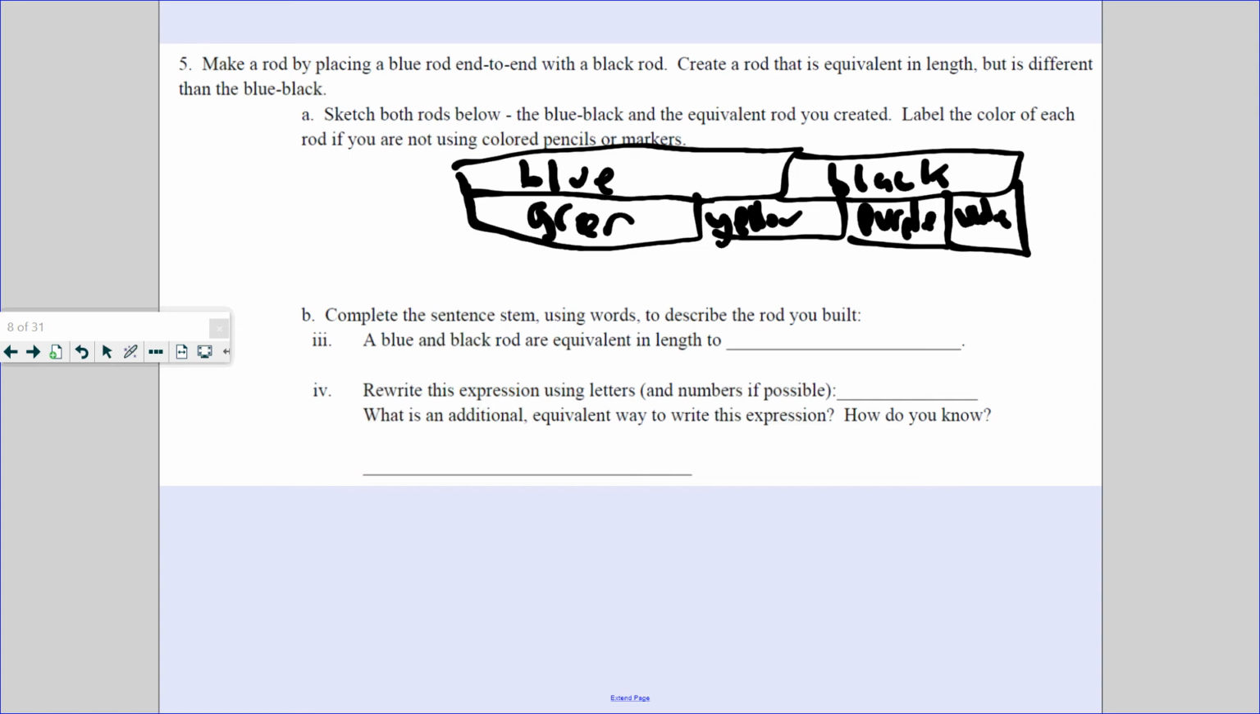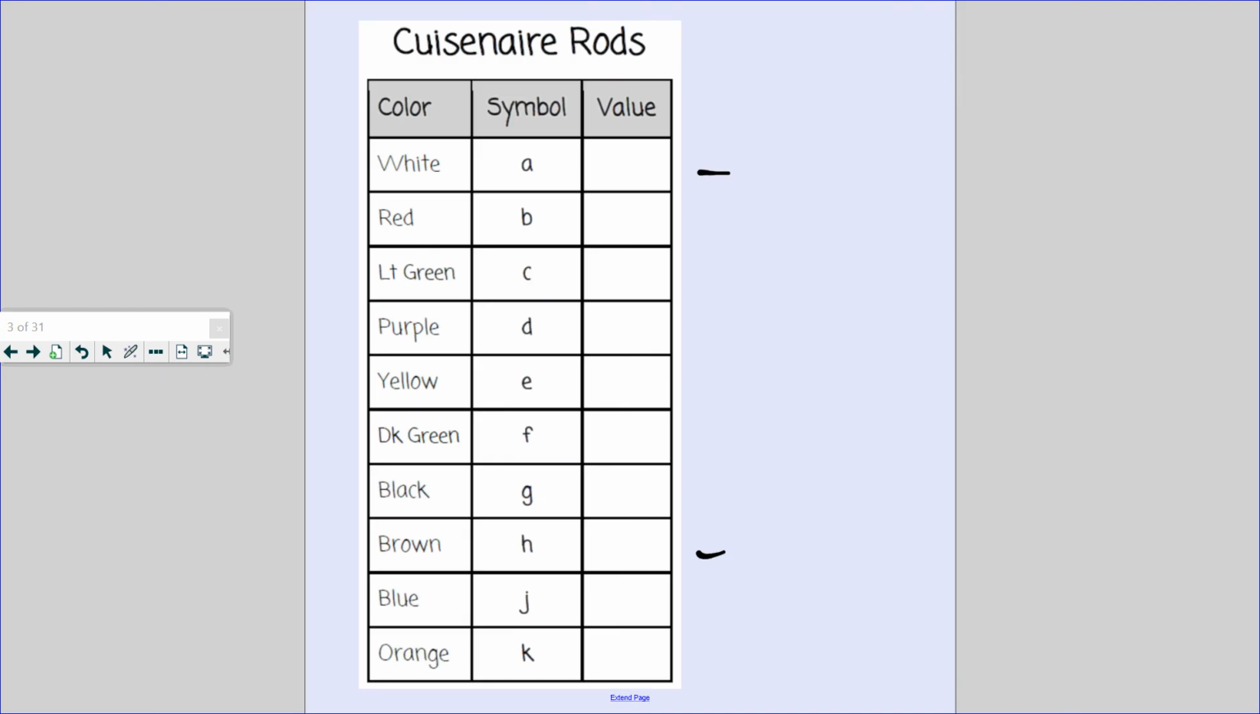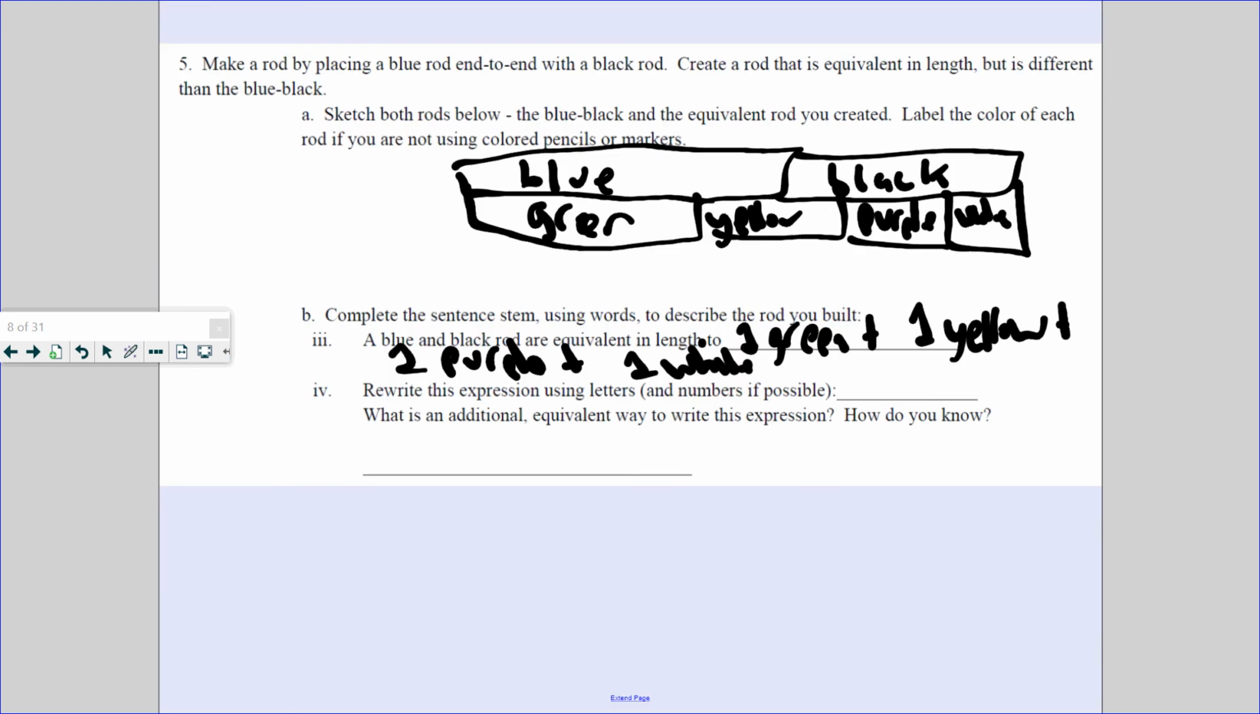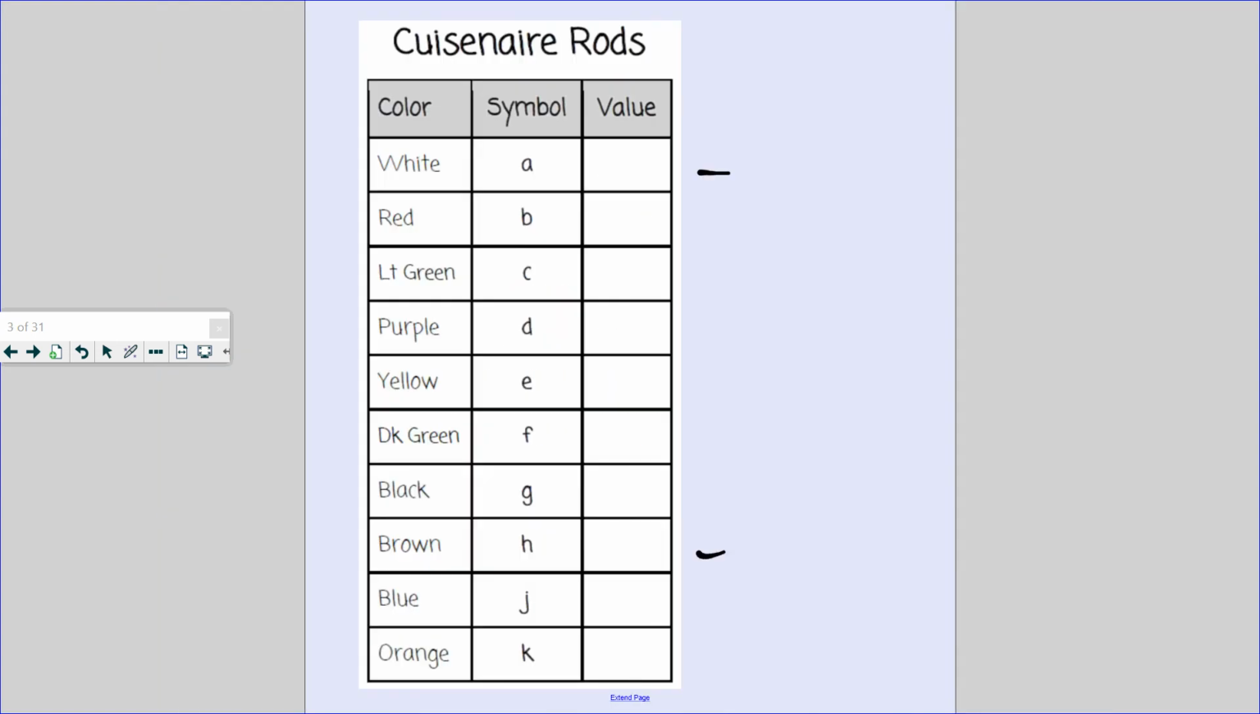A blue and black rod is equivalent to, so it's that, use words, 1 green plus 1 yellow plus 1 purple plus 1 white. Rewrite this using letters. So let's go back to our stuff. So a white is A. So I have an A plus green and yellow. Green is light green, C, green and yellow, CE.